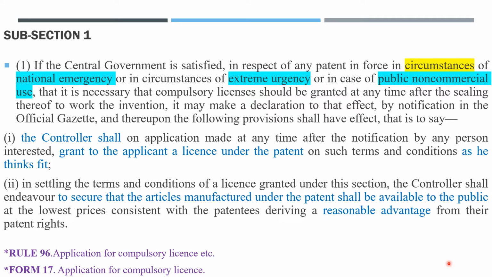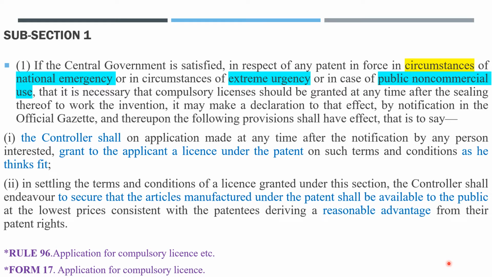The second point comes from the second clause, just listen carefully. In setting the terms and conditions, the controller shall take care that the patented article is available to the public at the lowest price consistent with the patentees deriving a reasonable advantage from their patent rights. I hope the gist of this subsection is pretty much clear.